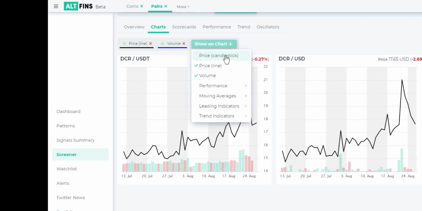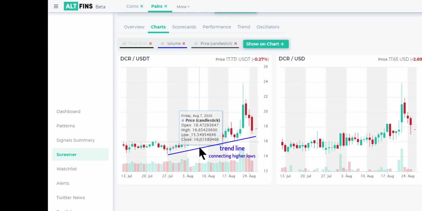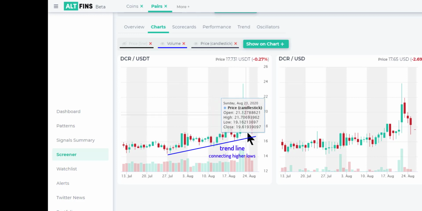I'll add to this chart candlestick bars so I can take a look at perhaps the support levels. And here as well, as you can see, if I were to draw a line connecting the higher lows that we've been seeing, that will be the trend line. And I see that yesterday's candlestick just touched the trend line. And if I believe that this trend line will hold, then we should see in the next couple of days a nice bounce back and a continuation of the trend.